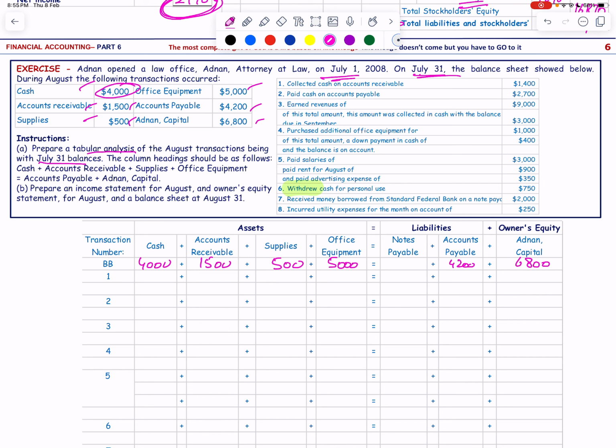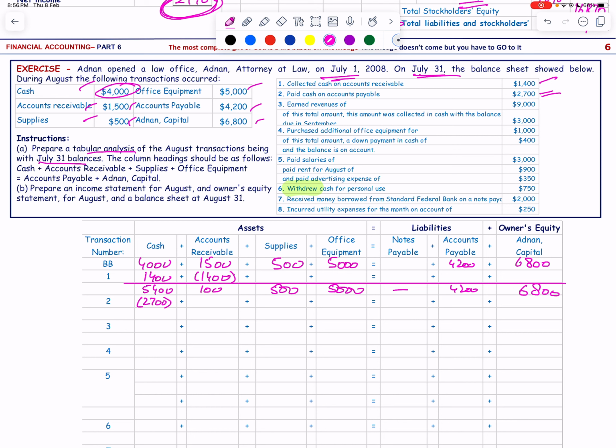Now we have to look into the transactions. Collected cash on account is 1,400. When we are collecting cash, cash is plus, and accounts receivable will be minus by 1,400, and now the total will be 5,400, 100, 500, 5,000, 4,200, and 6,800.